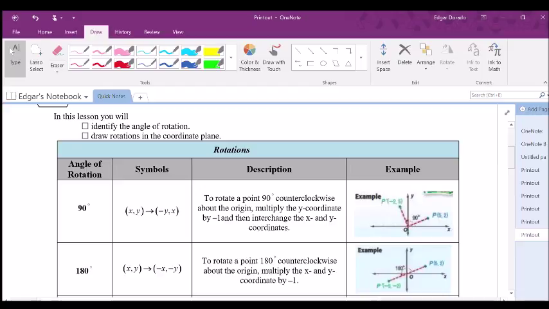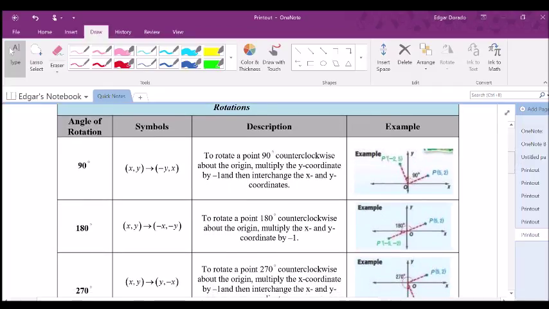So we're going to go ahead and try to identify the angle of rotation, and we're also going to draw rotations on the coordinate plane. So very similar to translations and reflections, we're going to have a certain set of criteria that we have to meet in order to have the proper transformation, in this case being rotations. So we're going to go ahead and talk about the angle of rotation first, okay?